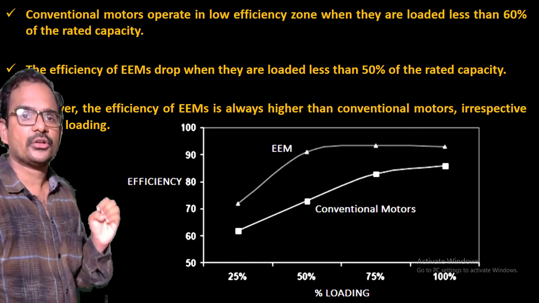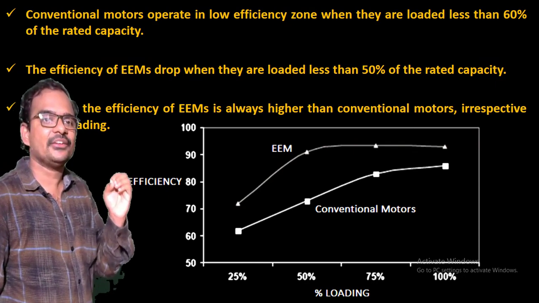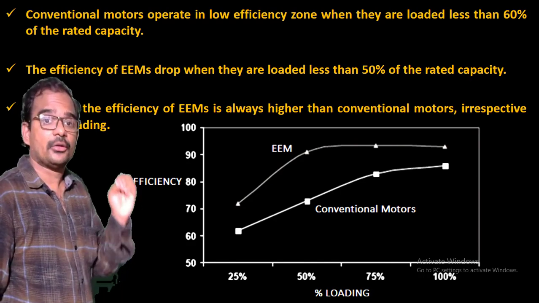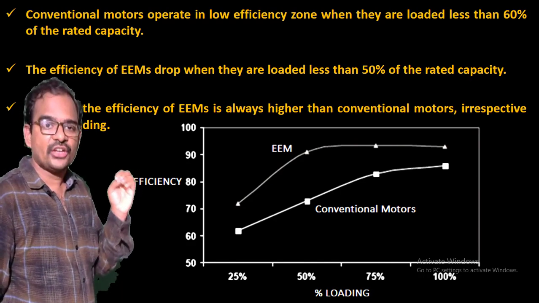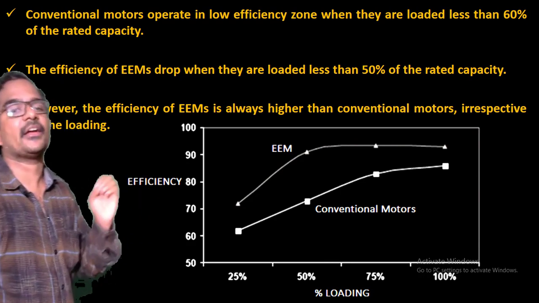So conventional motors operate in the low efficiency zone when they are loaded less than 60% of the rated capacity. But the energy efficient motors lose their efficiency when they are loaded less than 50% of their rated capacity.